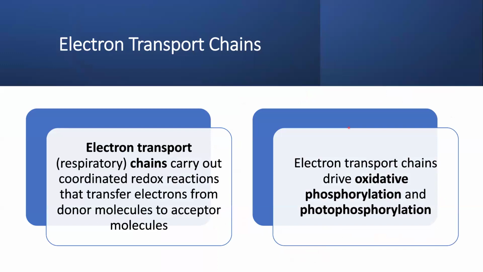And so here, we've got these different respiratory chains. They're going to have a set of coordinated redox reactions that are basically going to exchange electrons down a chain, thus the electron transfer chain. And this is going to be what is used in oxidative phosphorylation and photophosphorylation. I'm not going to talk too much about photophosphorylation, primarily oxidative phosphorylation.